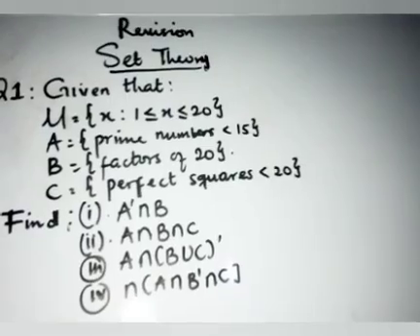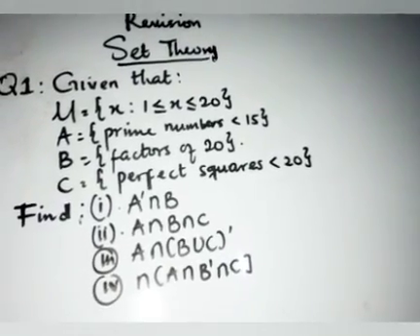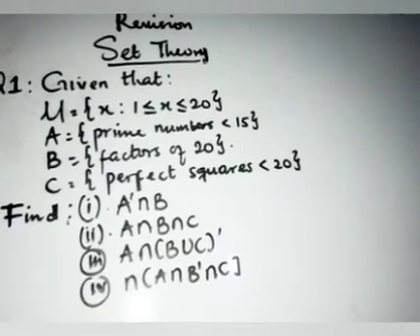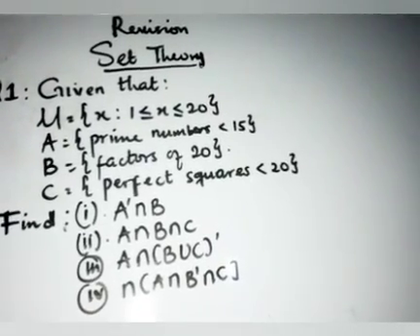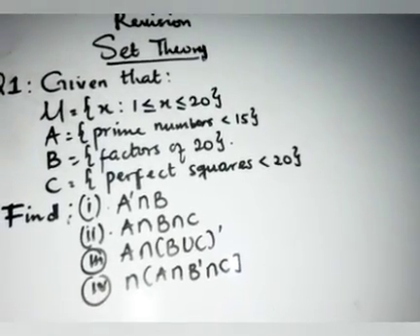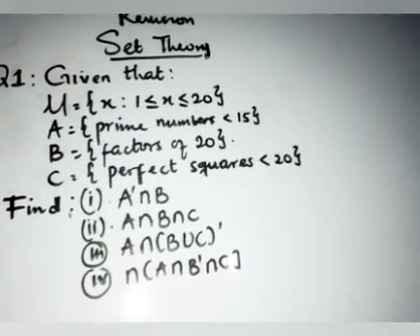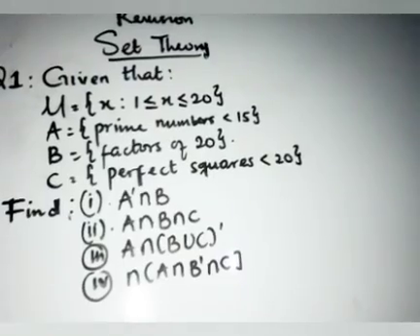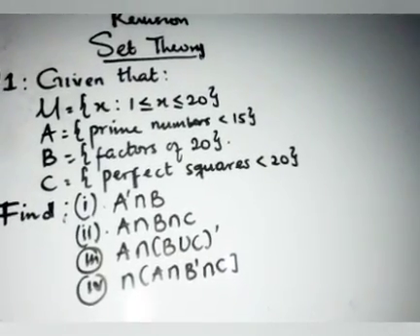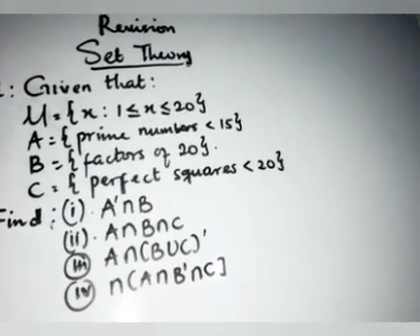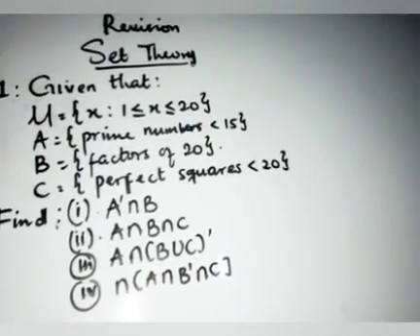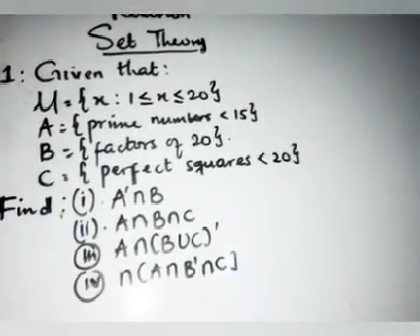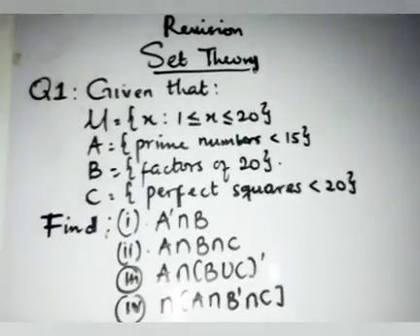A is a set of prime numbers less than 15. B is a set of factors of 20. C is a set of perfect squares less than 20. You are asked to find A prime intersection B, A intersection B intersection C, A intersection open bracket B union C close bracket prime, and the number of elements in A intersection B prime intersection C. Solution.